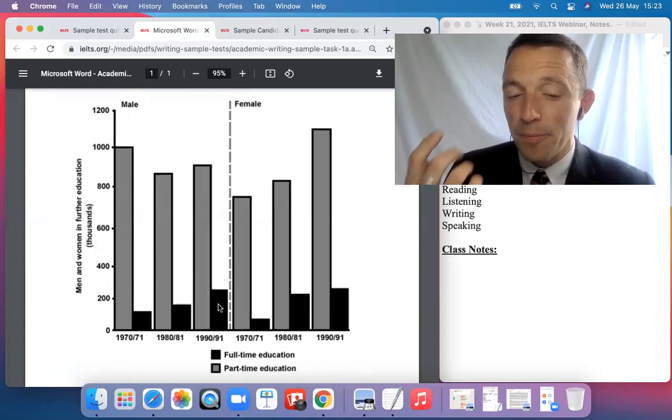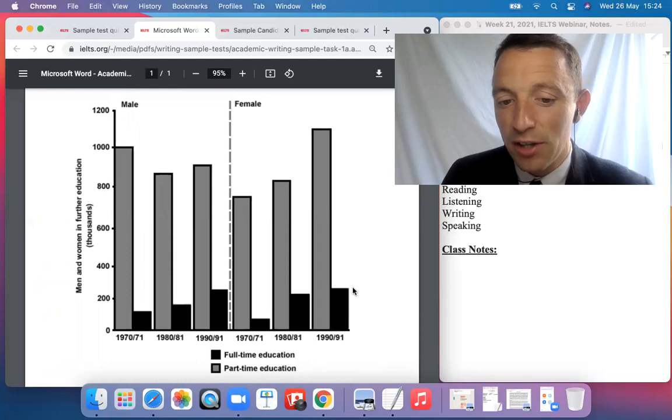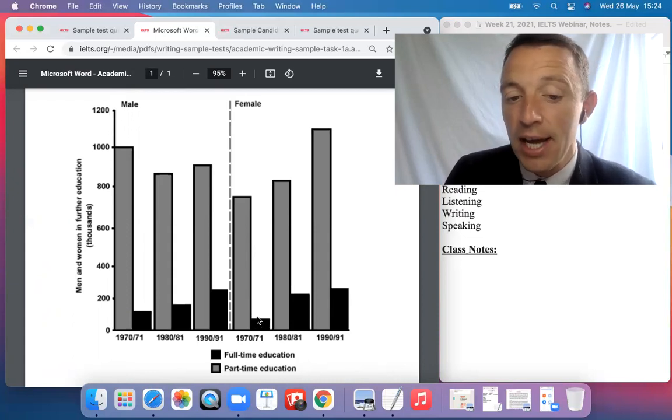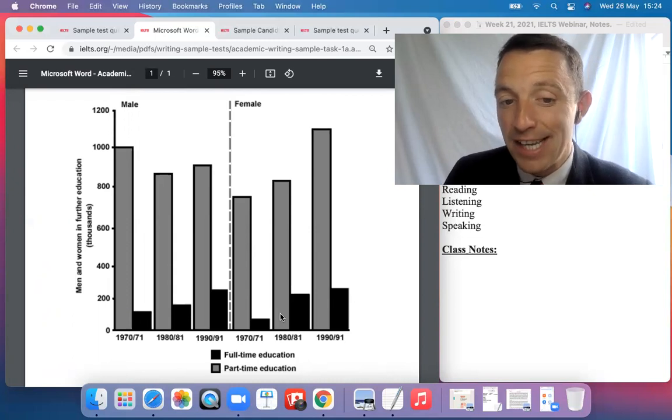So if we compare the males to the female situation on the right, in 1970, the number of females in part-time education was just below 800,000. And in full-time education, it was quite low, maybe less than 100,000. If we move 10 years later, you can see the number of females in part-time education has increased by maybe 200,000 approximately. And there's a big increase in the number of full-time females in education in 1980. So that's probably the most significant change.